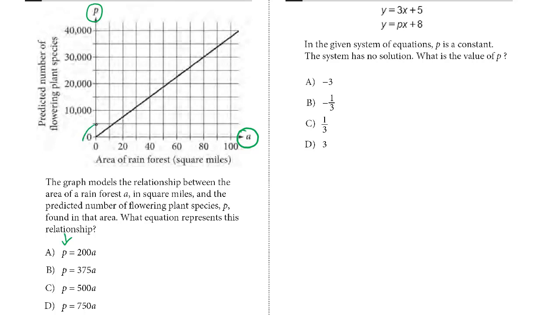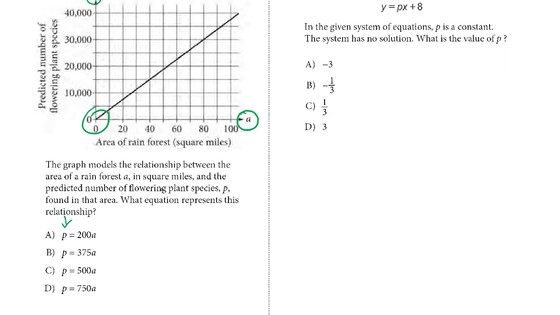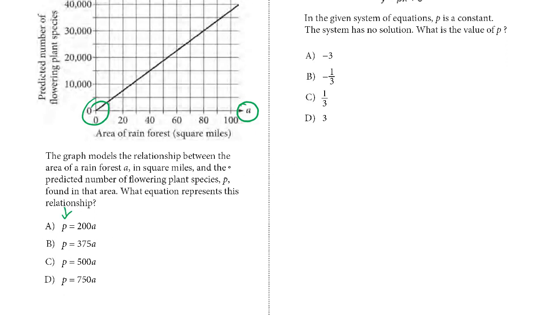Well, my intercept is at 0, 0, so there will be no constant. And there's no plus or minus any constant value, numerical values, on the equations for any of the answers. So we only need to determine the slope. We start from 0, 0. Now, I caution you, don't use a point too close to the 0, 0 line. Pick something further out. That's going to give you a much better answer.